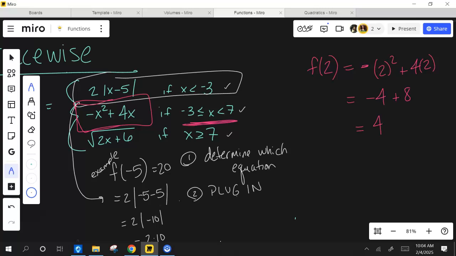All right, listen, guys. How do I know which equation I used? I used the one that has this stipulation on it because 2 falls in between here. So I take this equation and I replace the x's with a 2.